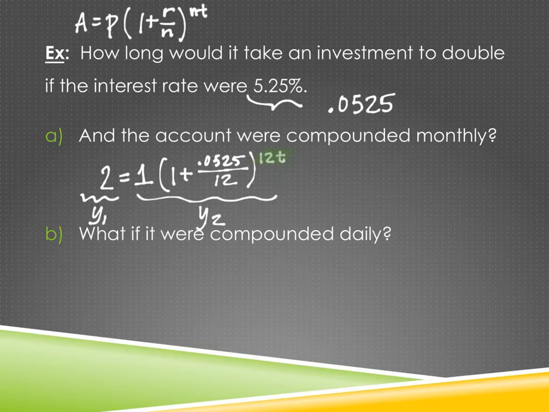Okay? So my calculator, when I put this in, I'm going to have to put a caret, and I'll put my 12x in parentheses when I get to that part of it. Okay? So in the graphing part of your calculator, y1 is 2. y2 is, you can write the 1 or you could leave it off, but then you're going to have a parenthesis 1 plus 0.0525 divided by 12, and we're going to raise it to the power of 12t, or 12x in your calculator.